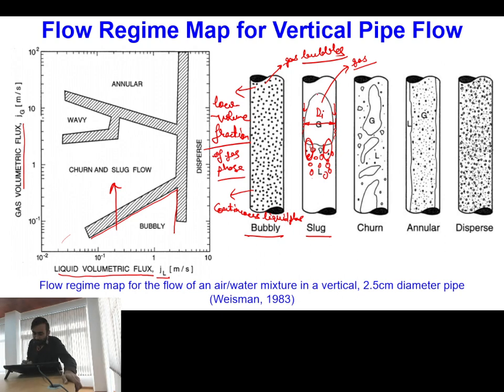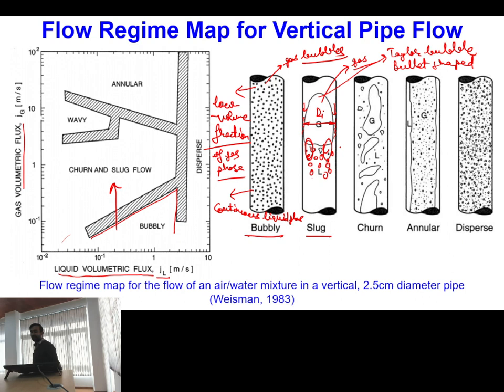So this type of bubble with larger size is something which is popularly called a Taylor bubble, or it is also called a bullet shaped bubble. Okay, so its front, its nose, is in the shape of a bullet. So that's why it is also called a bullet shaped bubble.